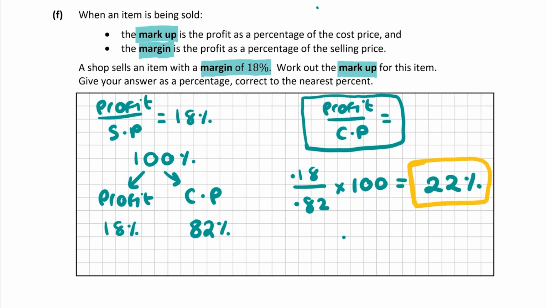And we found that by knowing that if you're dealing with the margin, that is the profit in terms of the selling price. So as I said here, if the selling price is 100%, that's divided between the profit and the cost price. And then when we found the cost price, we could then use the formula to find the markup, which is the profit as a percentage of the cost price. And so for this question, you're going to get a total of 5 marks.